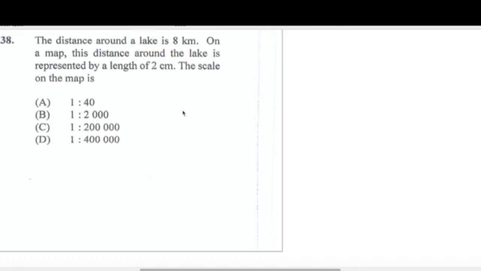Okay, so number 38. The distance around the lake is 8 kilometers on a map. This distance around the lake is represented by 2 centimeters. So 2 centimeters to 8 kilometers. That would mean that 1 centimeter would be to every 4 kilometers. So I'm looking for a kind of 1 to 4 kind of thing. So these two here, right?